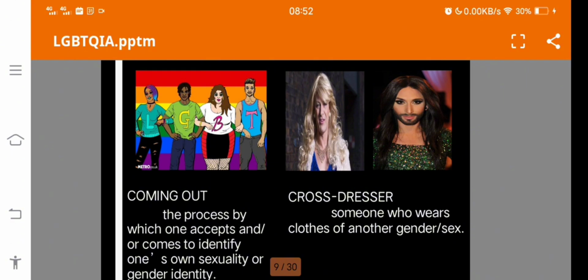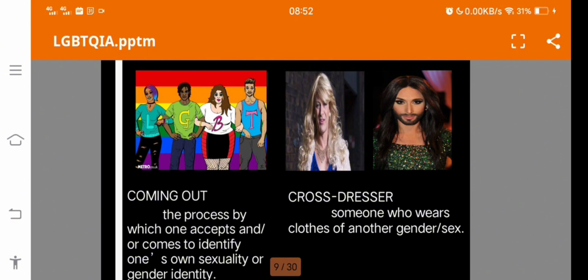Then next one is cross-dresser. Someone who wears clothes of another gender or sex. Tandaan nyo guys, if you're a cross-dresser, isa pang terms for a cross-dresser is transvestite. Okay? Hindi kailangang ikaw ay transgender or transsexual. Minsan, ang pagko-cross-dresser is just trip lang. Okay? So, some men or women are not really gay.